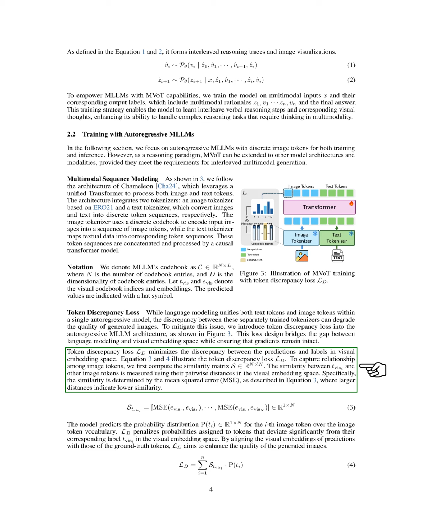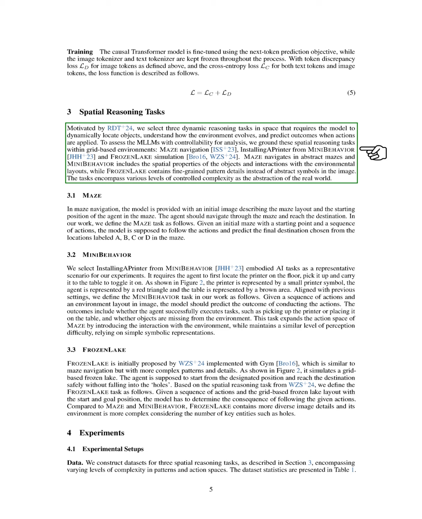Section: Training. In this section, we fine-tune the causal transformer model using a next token prediction approach, keeping the image and text tokenizers unchanged. We utilize a loss function that combines token discrepancy loss for image tokens and cross-entropy loss for both text and image tokens. For our spatial reasoning tasks, we focus on three dynamic scenarios that require the model to locate objects, understand environmental changes, and predict outcomes based on actions.